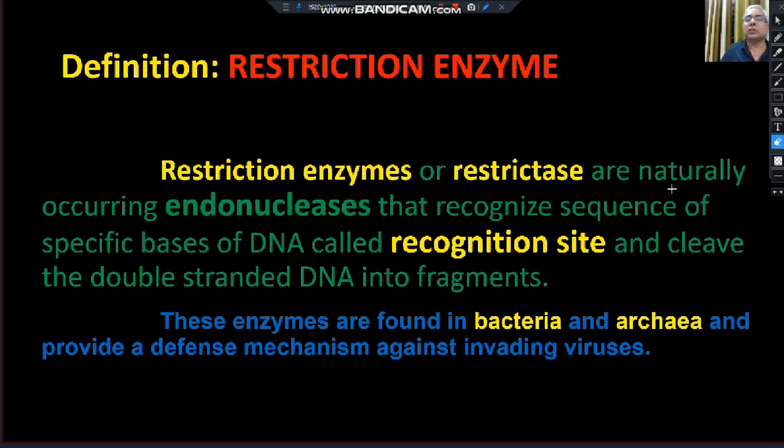So restriction enzymes or restrictase are naturally occurring endonucleases that recognize a sequence of specific bases of DNA called recognition site. Means the sequences which are required for their activity are termed as recognition sites, and they cleave the double-stranded DNA into fragments when they recognize that recognition site. These enzymes are found mainly in bacteria and archaea, means in prokaryotes, and provide a defense mechanism against the invading viruses. We will take this explanation in certain other slide.